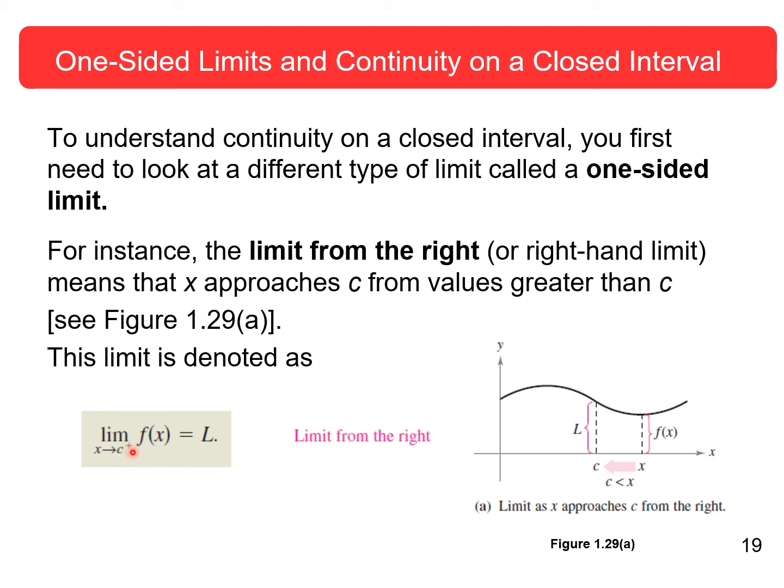And we denote the right-hand limit as this. So the plus sign here is used to denote the right-hand limit. So this one is read as the limit of the function f of x as x approaches c from the right is equal to L.